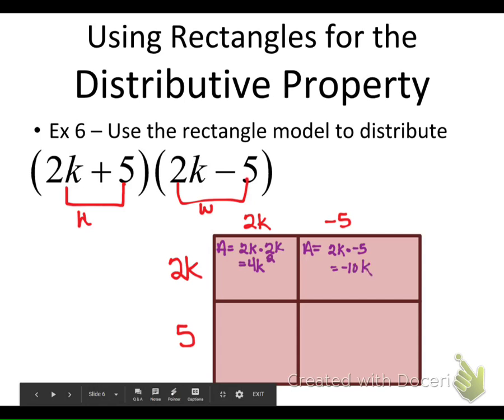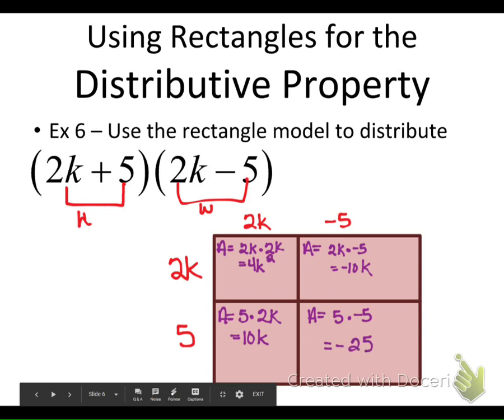All right. Bottom left. Let's hear from Alex. What's the formula for my area for my bottom left? I already told you, 5 times 2K, which equals 10K. Me too. And bottom right, Jaden. 5 times negative 5, which is negative 25.